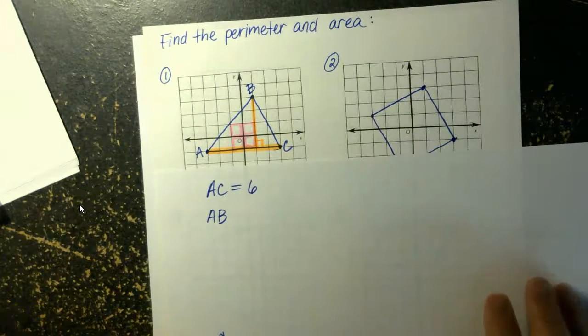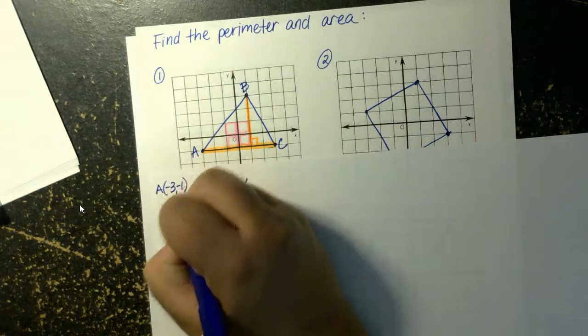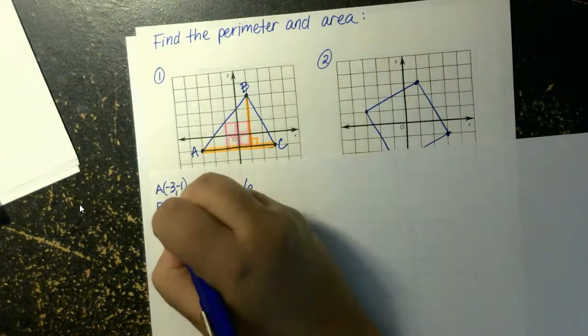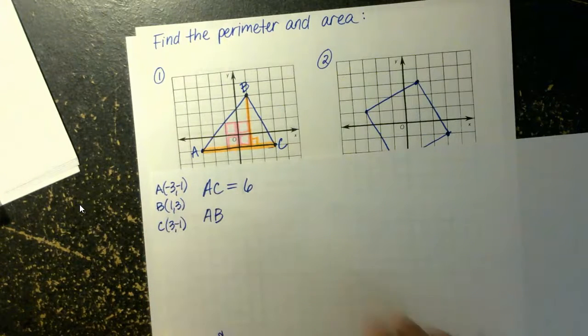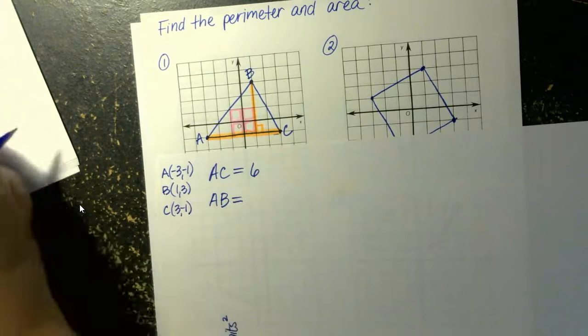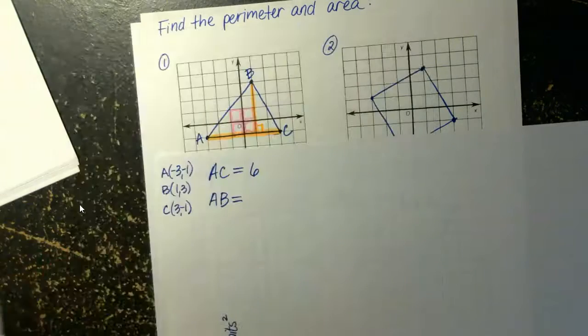Over to the side here, let me go ahead and write my coordinates. A is at, we said, -3, -1. Where is B? B is at 1, 3. And C is at 3, -1. Okay, so I'm going to use the distance formula for AB with points A and B.